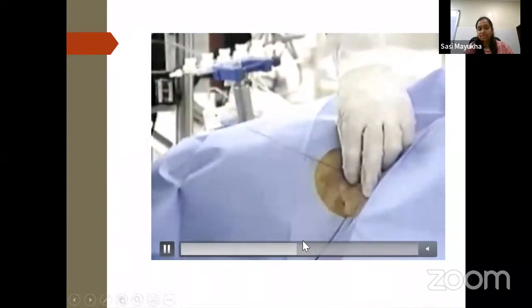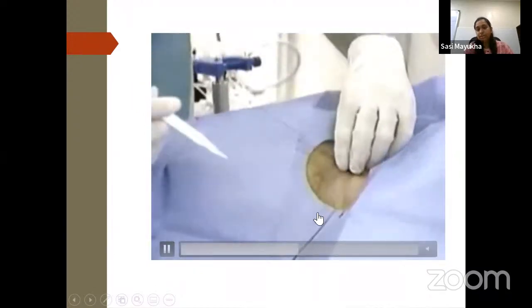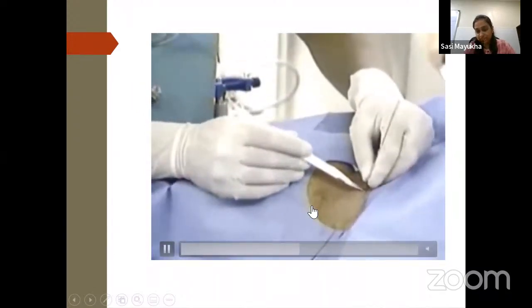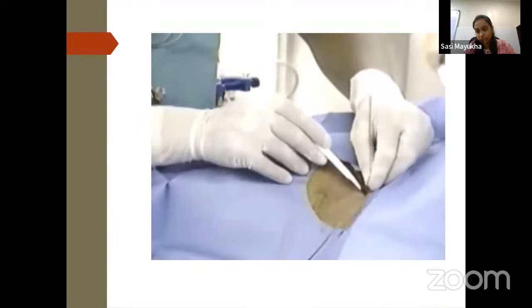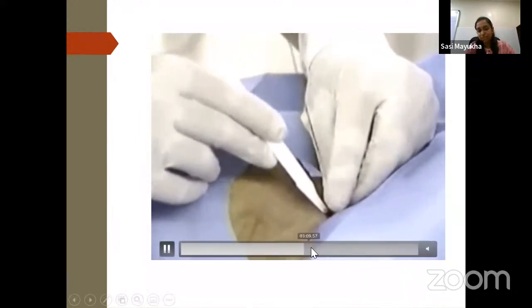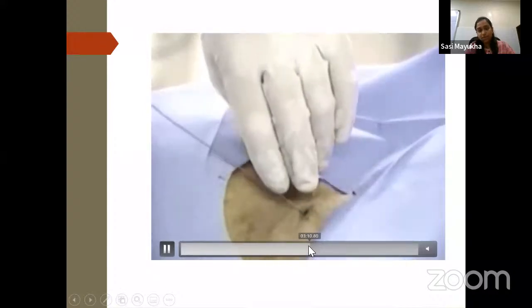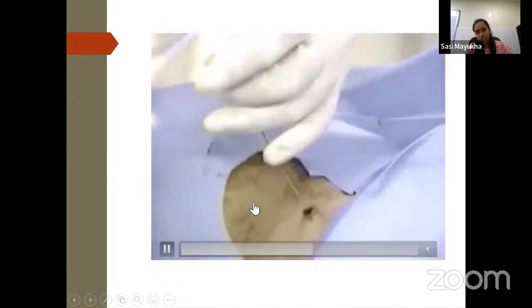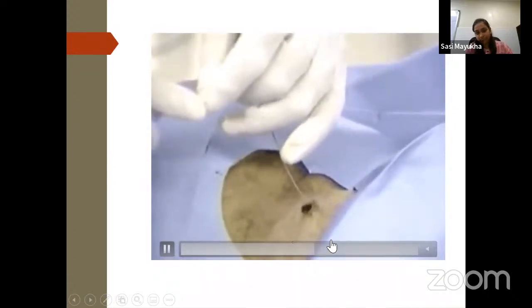So once the needle is removed, they are placing an incision at the place. Once the incision has been placed, then you dilate through the guide wire. So he is inserting the dilator.